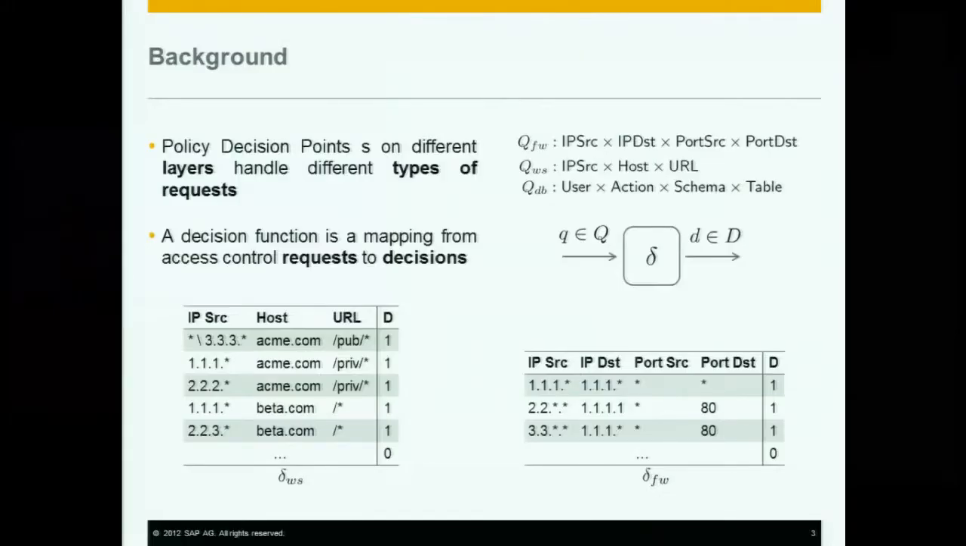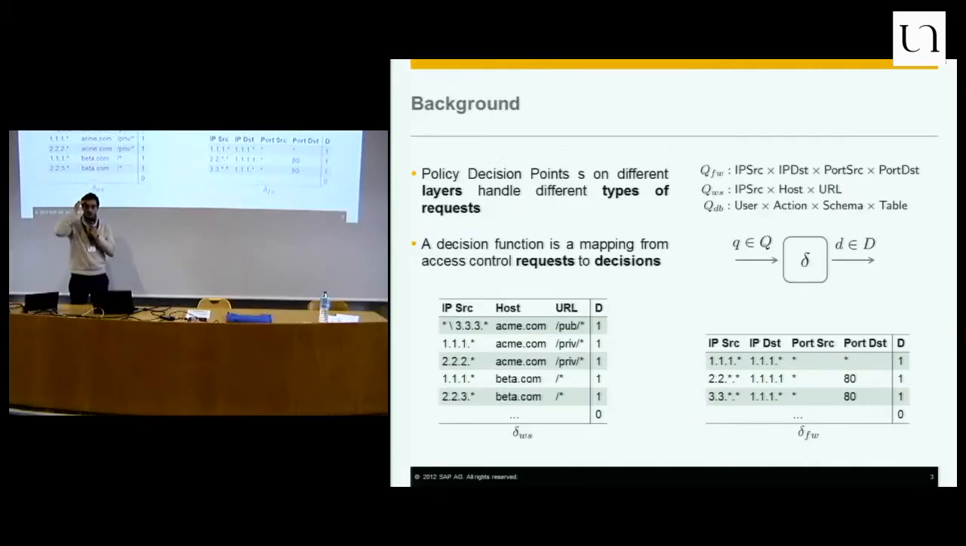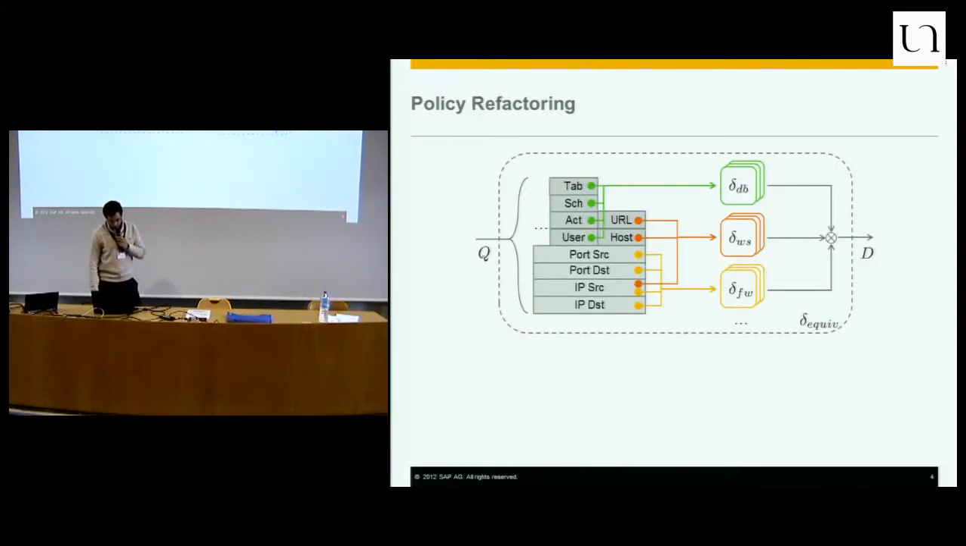Here we have a couple of examples of how such policies can look like. Here we use a compressed notation for representing each of the possible requests and their mapping to corresponding decisions. 1 stands for allow, 0 stands for deny. But the semantics of these tables is that you really have to think of expanding all these wildcards. It's a really huge table in principle. And it's pretty straightforward. You can think about it as a relation with a functional dependency towards the decisions.